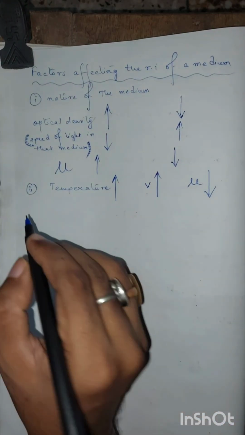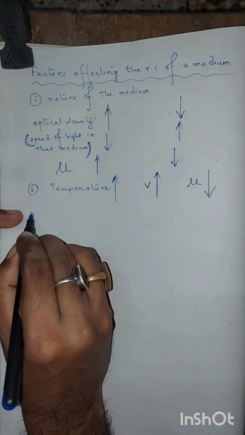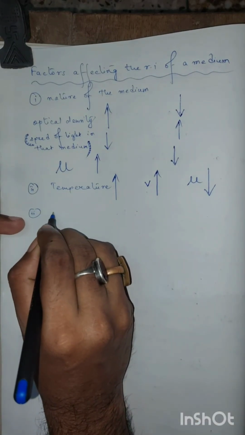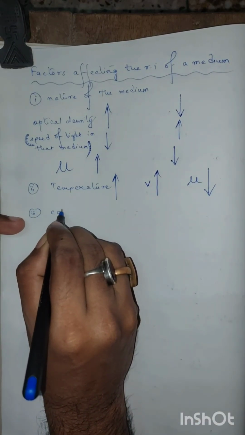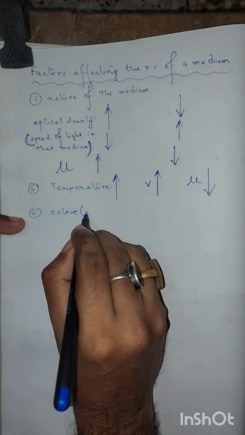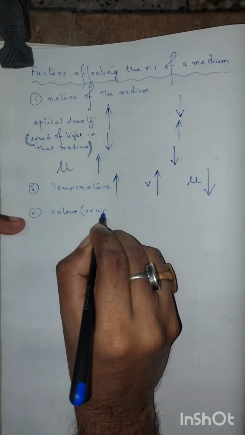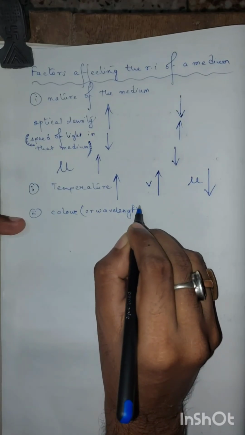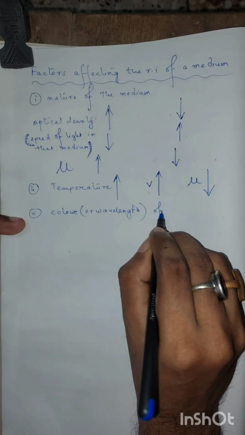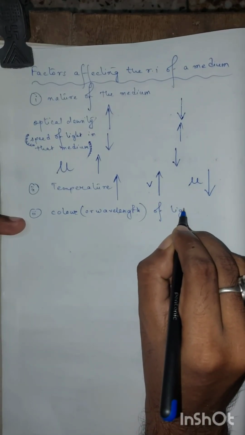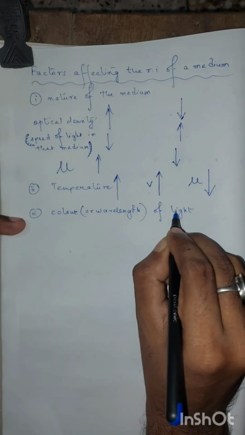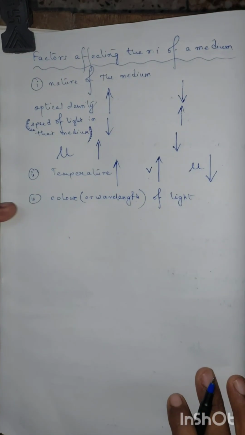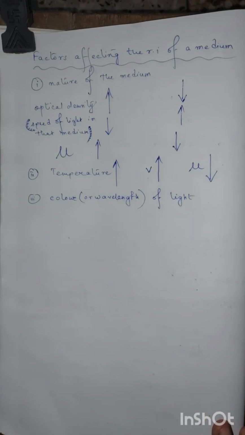Now let us come to the third point. Color or wavelength of light.